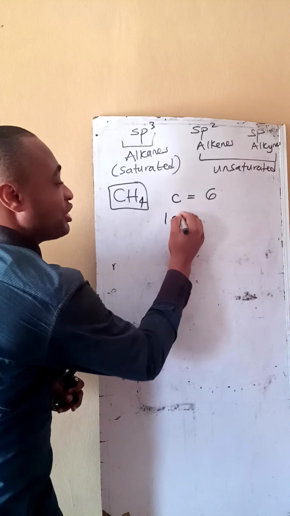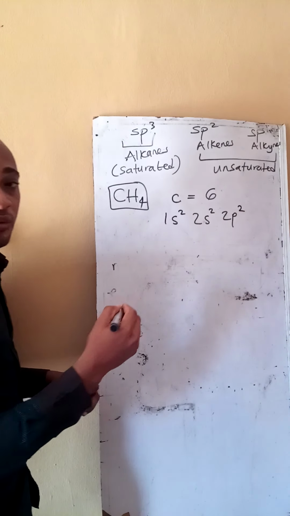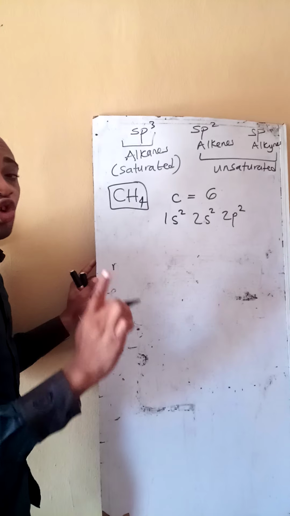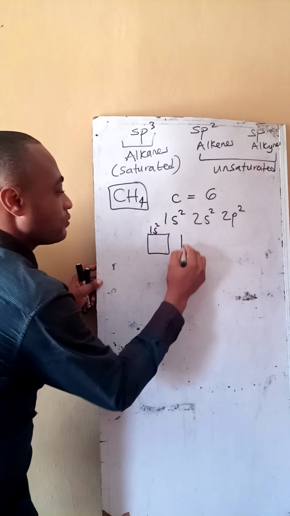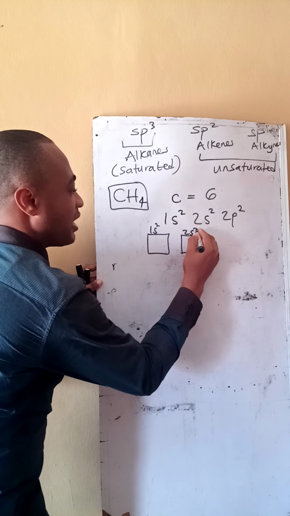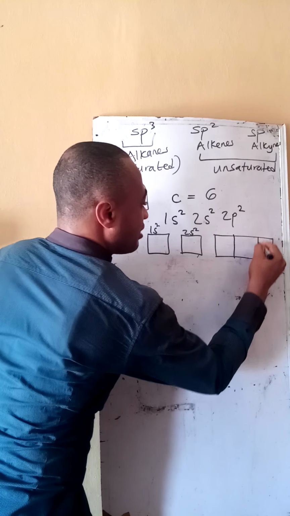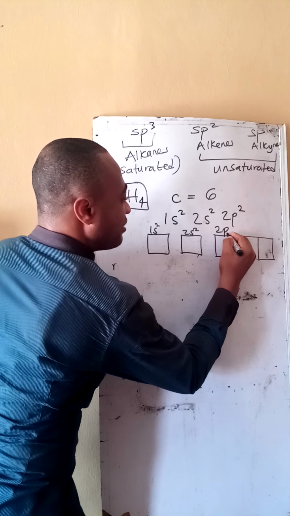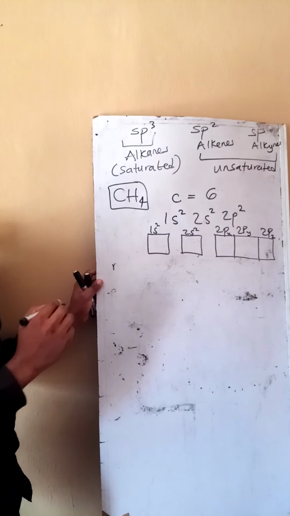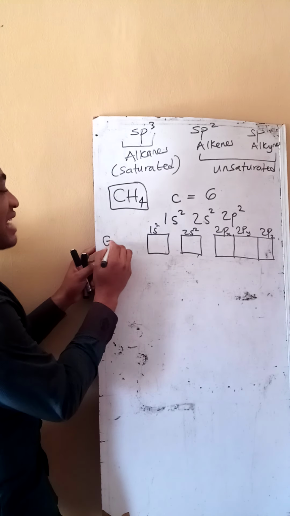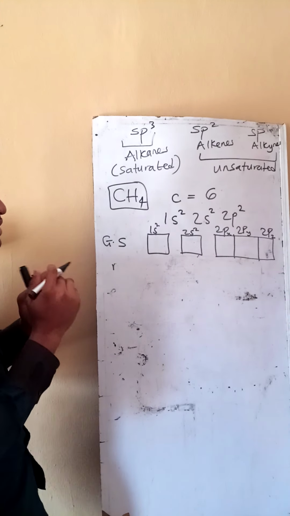The electronic configuration is 1s2, 2s2, and 2p2. And that means if I'm going to draw my orbital diagram, I have 1s2, I have 2s2, and for the p, I'm going to draw 3. I will explain much later. We have the 2px, the 2py, and the 2pz. Now, this is said to be the ground state. The element is not reacting. This is just carbon at the ground state.